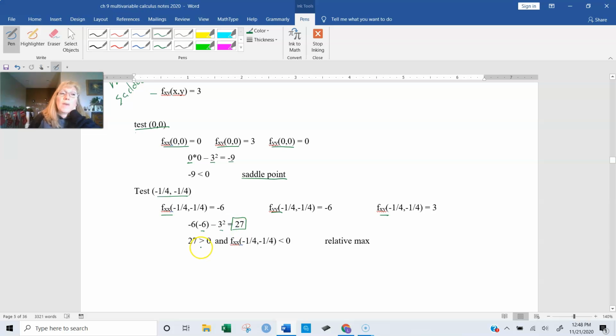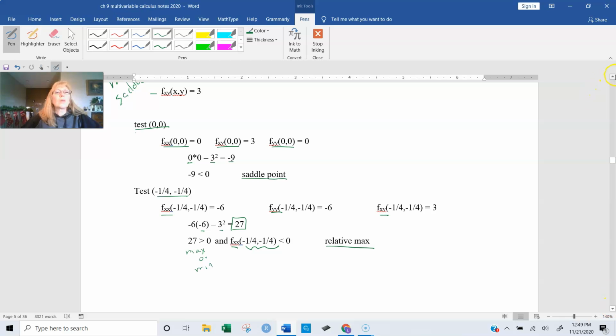So since this is positive, I have to check. So this means I have a max or a min. We do not know which one. So now that my discriminant is positive, I go to my double derivative of x, plug in the -1/4, and it is less than 0. So since that's less than 0, it's a relative max. Okay? I'm hoping you have enough work there to understand that. All right, give yourself a shot. Let's see how we do.